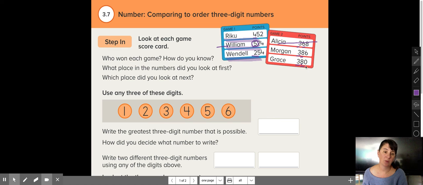And then we go to look at the ones place. Morgan has a 6 in the ones place, and Grace has a 0. So Morgan is the winner here. She has the most points.